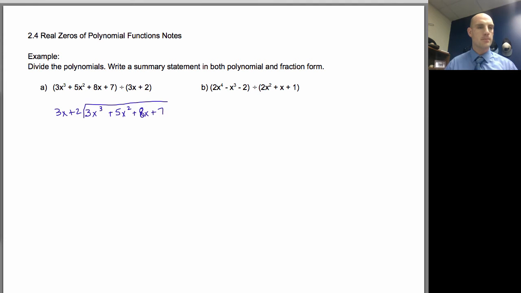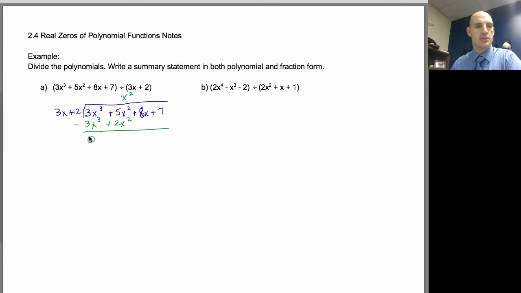Well, when we look at 3x and we look at 3x cubed, I'm asking myself the question, what do I have to multiply 3x by to get 3x cubed? And so I'm going to put an x squared here because x squared times 3x is 3x cubed. Because I'm going to multiply what I put up here times both of these things, I'm going to have x squared times 3x, which is 3x cubed, and then x squared times 2, which gives me plus 2x squared. Drawing my line. This long division algorithm is something we learned a long time ago, so we're shaking off that rust. And I'm going to subtract.